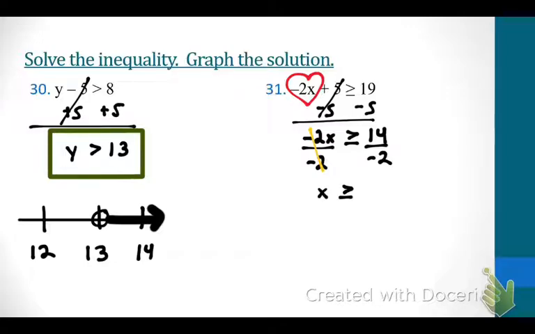Greater than or equal to -7. Now, do I need to flip the sign? Yes. Why should I flip the sign? Very good. The last thing I did was divide by -2 on both sides, which means I need to flip the symbol.